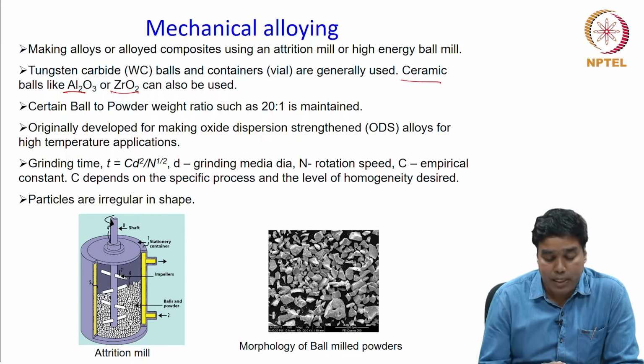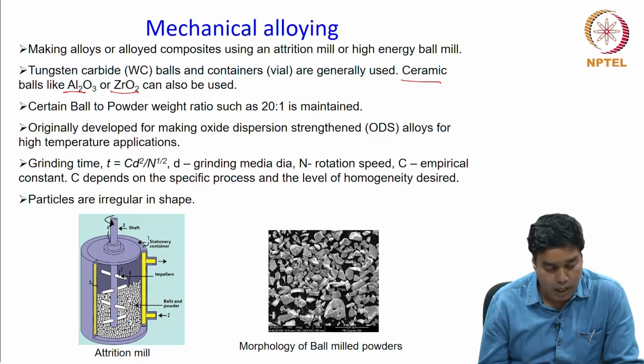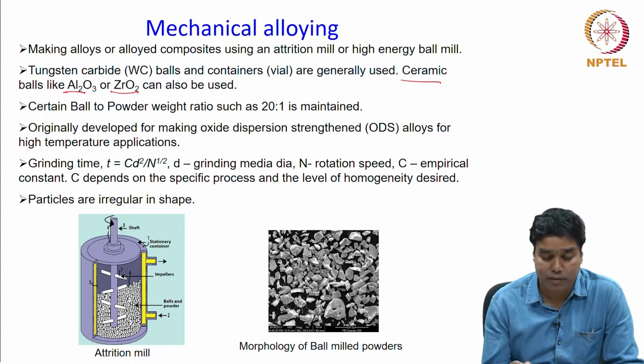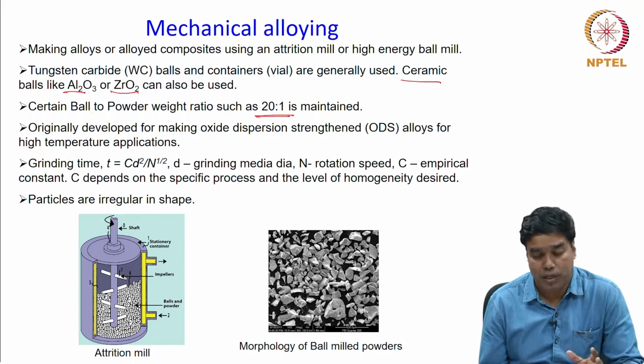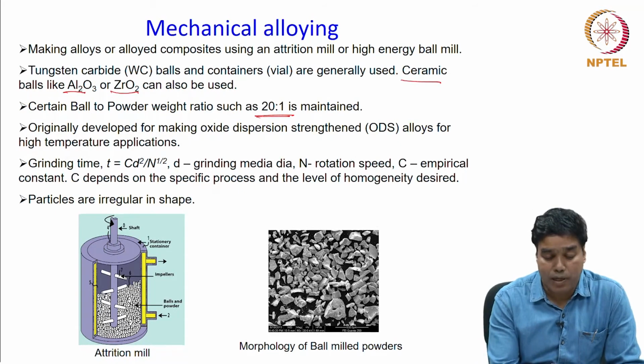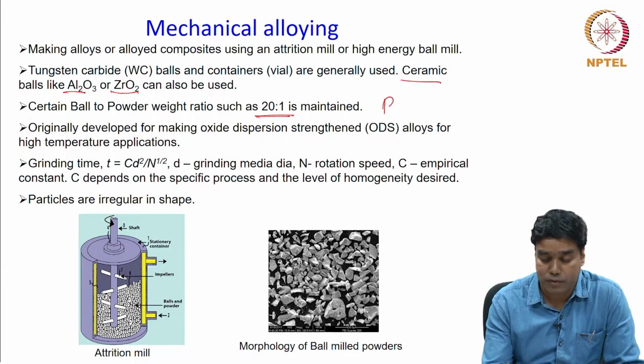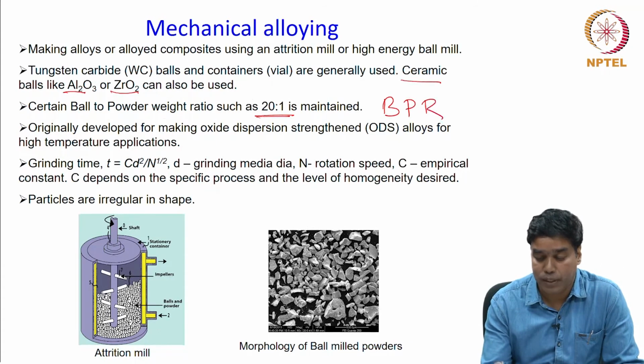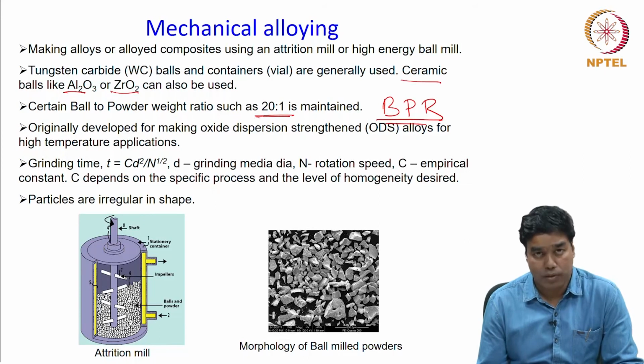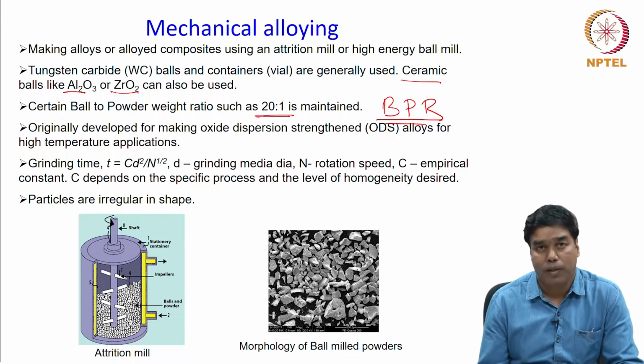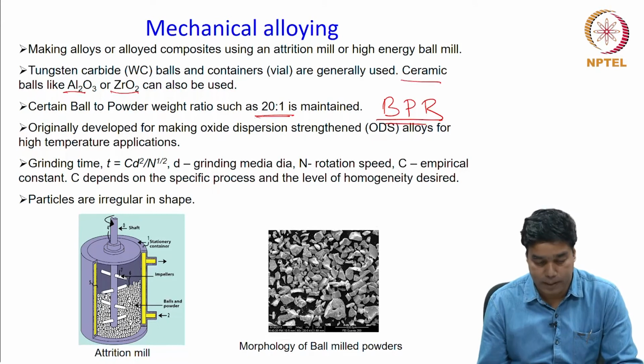And in this case, as I mentioned before, a certain ball to powder weight ratio has to be maintained. For example, a 20:1 weight ratio means the weight of the balls is 20 times more than the material being used. That ball to powder ratio, in short known as BPR, would depend on what kind of material you have. This BPR may vary from material to material.